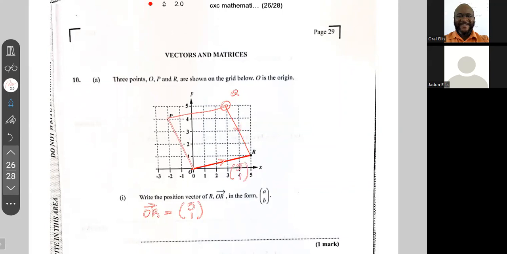Let's find PQ. In going from P to Q, what am I going to do? 1, 2, 3, 4, 5 to the right, 1 up. PQ is also (5, 1). So what we're seeing is that PQ and OR are equal vectors.